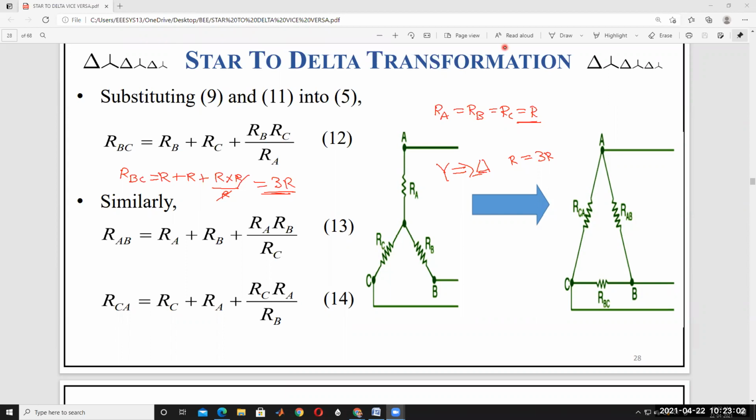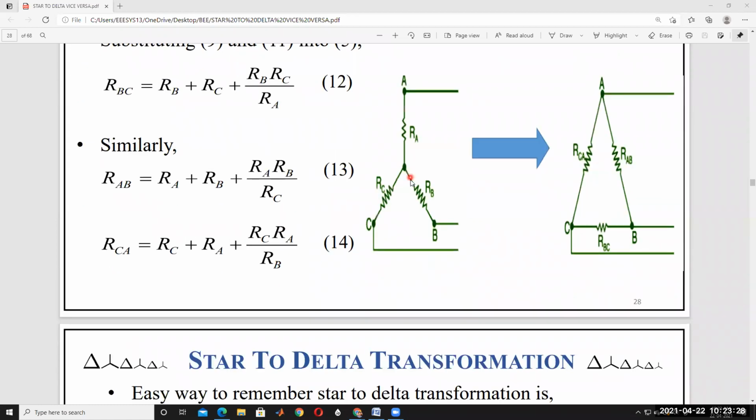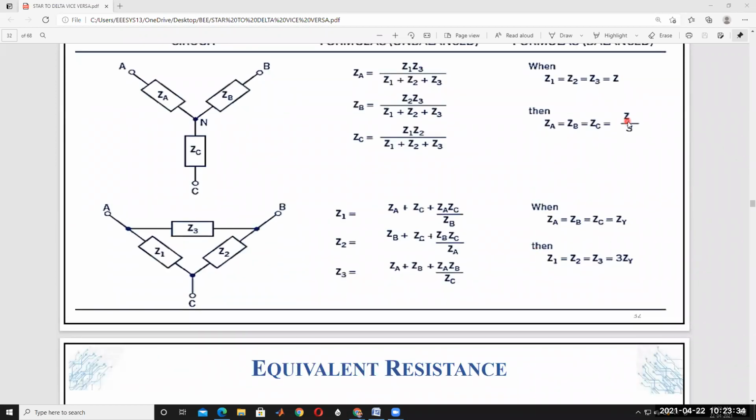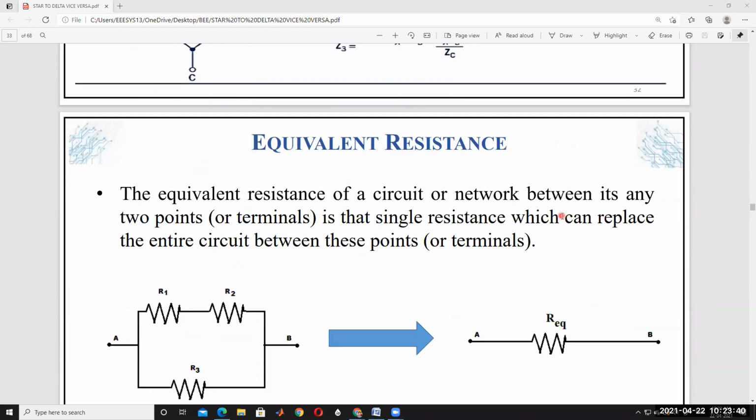So RBC is the resistance in the delta connected system, that is R delta is equal to 3 times R star. Similarly, RAB is equal to 3 times R. So if all resistances are equal, star to delta gives 3 times R, and delta to star will become R by 3. This is the explanation from the previous class lecture, and coming to today.